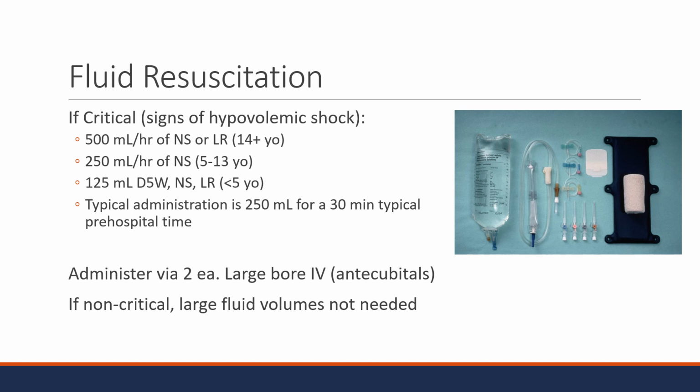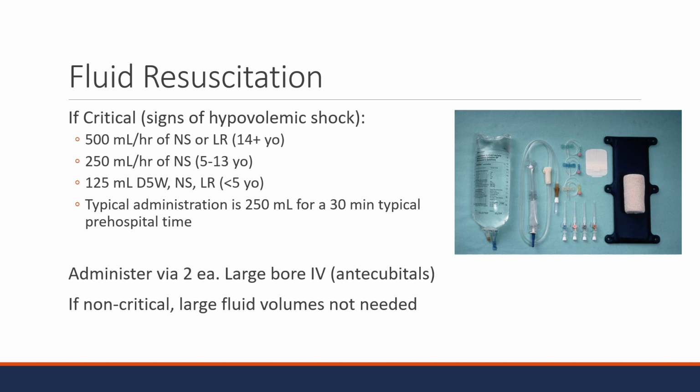That's no longer the recommendation for us in the field. Our orders in the field are if the patient is critical, so those critical criteria that were laid out earlier, pull out your protocols, this is in there. If the patient is critical, then we go to fluid resuscitation. We're using normal saline or lactated ringers for adults, normal saline for that middle pediatric, and anyone below 5, they can get D5W normal saline or lactated ringers.